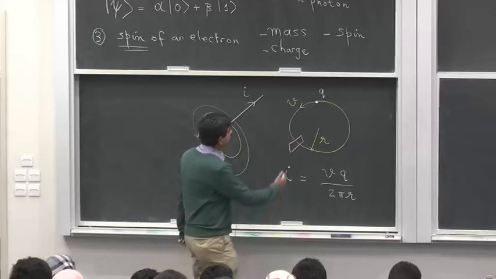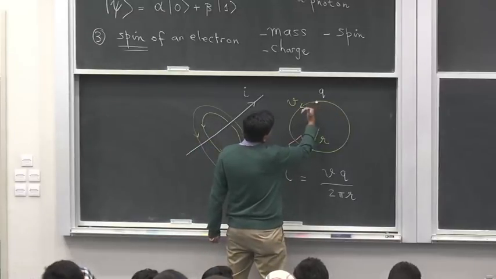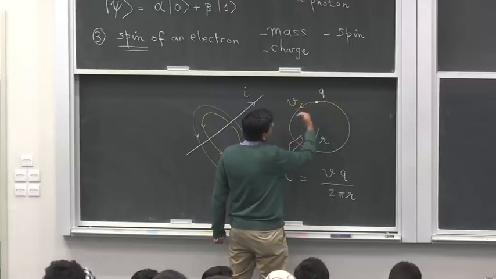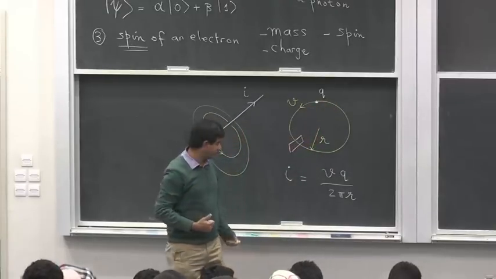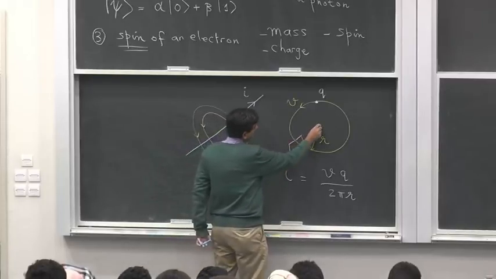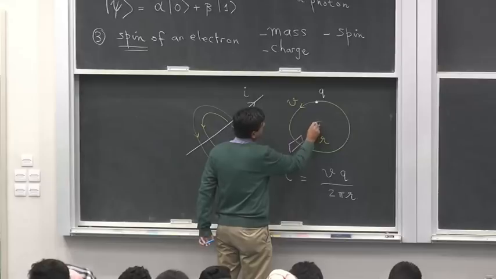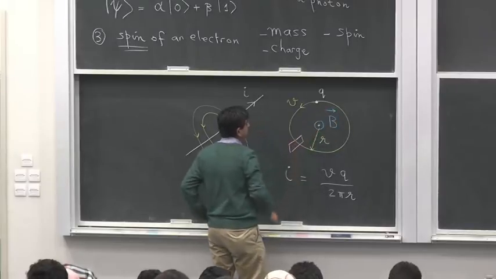Okay? So if this is a positive charge and I curl my fingers in the direction of the speed, then this moving charge will produce a magnetic field that's pointing towards you. So if I were to show the direction of this magnetic field, at the center it's going to point outwards. And I represent magnetic fields by B.